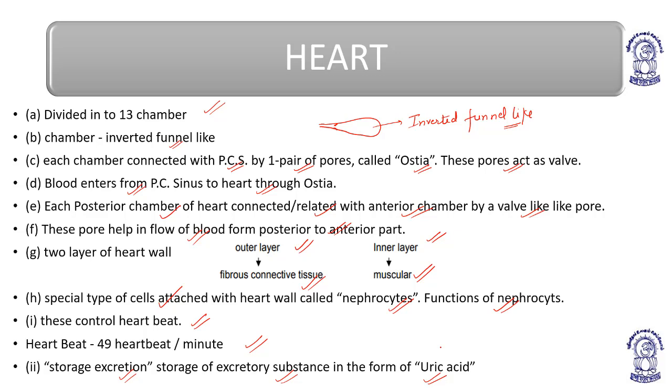The nephrocytes have two main functions. First is to control the heartbeat. Second is to store the excretory waste, that is uric acid. Understood? The heart of the cockroach is neurogenic, under the control of nerves, initiated by nerve impulse. The human heart is myogenic. Understood?